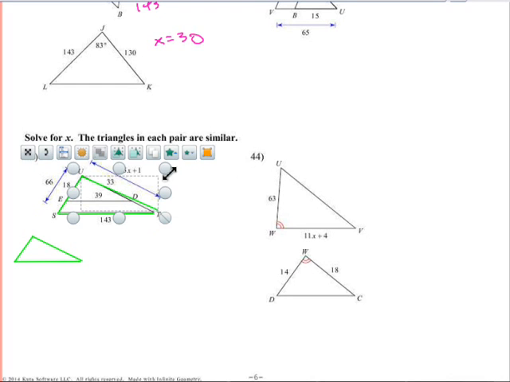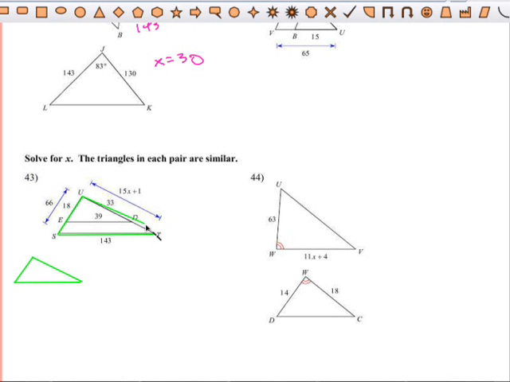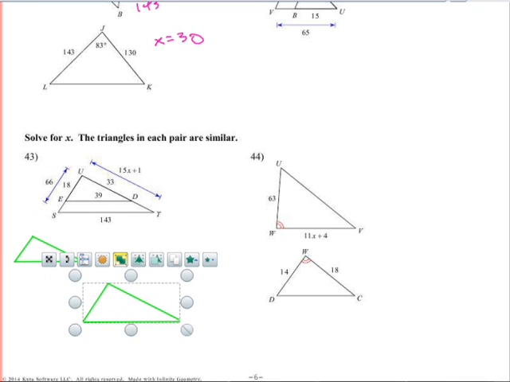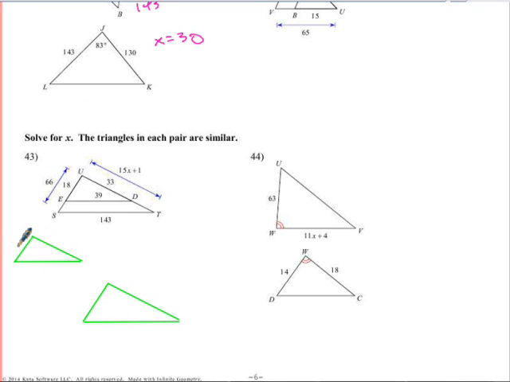So we can fix that here. Let's delete that. Alright, and once we redraw, then we can relabel. So this is 18. This is 66. This is 15x plus 1. This is 33. This is 39, and that's 143.